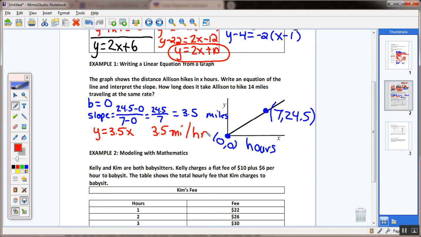Now, the question says, how long is it going to take Allison to hike what? 14 miles. Take a look at where we labeled miles. Is miles related to the y-axis or the x-axis? Y-axis. So would 14 take the place of y in my equation or x? Yeah, it would take the place of y. Very good. So if I want to know how long it takes her to go 14 miles, plug it in for y. There it be.